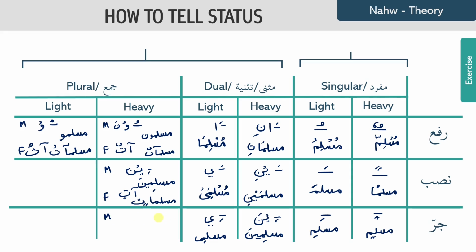And for the masculine, again in halat al-jar, it is ina, muslimina, and for the feminine again it is atin. So nasab and jar for dual and plural really are the same.